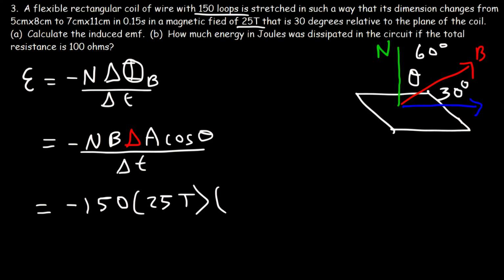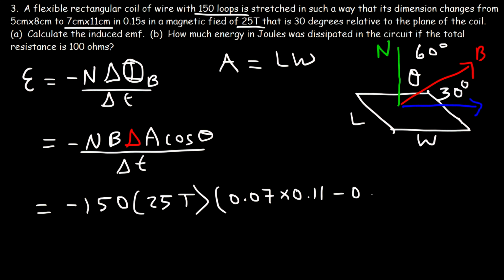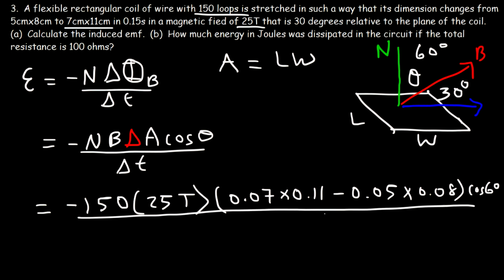Now the change in area. The area of a rectangle is basically the length times the width. But we need to convert centimeters to meters, so we got to divide by 100. The change in area is going to be the final area minus the initial area. The final area is 7 centimeters by 11 centimeters, or 0.07 meters times 0.11 meters. That's the final area. The initial area is 0.05 meters times 0.08 meters. And then let's multiply by cosine of 60 degrees, and let's divide everything by 0.15 seconds.